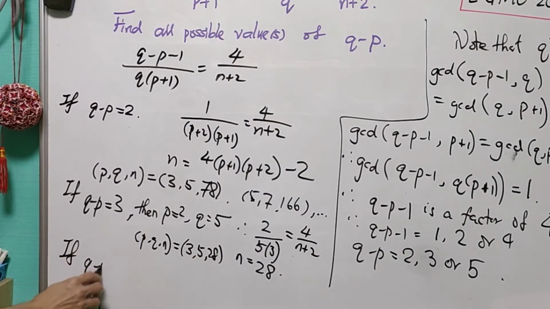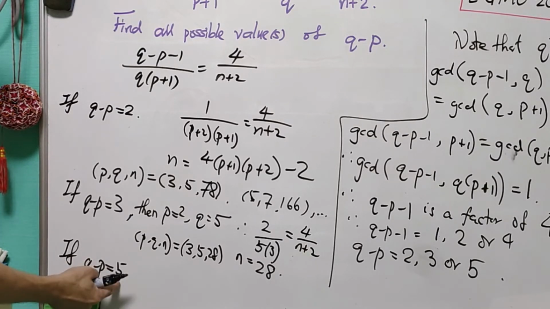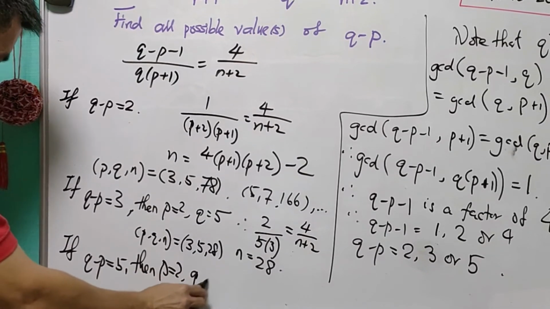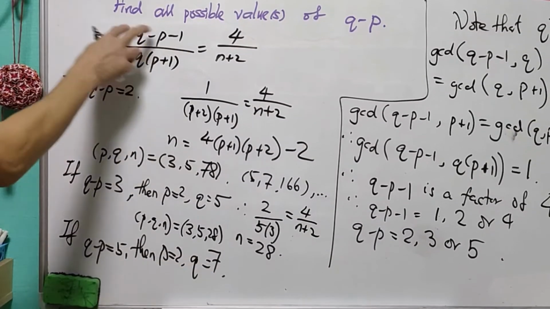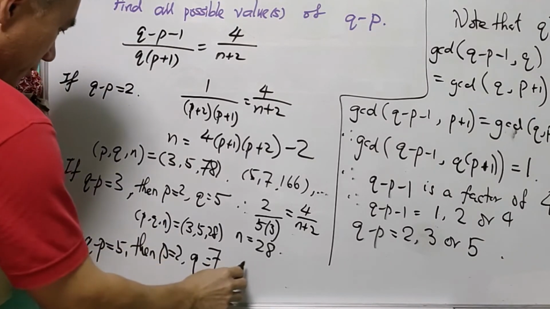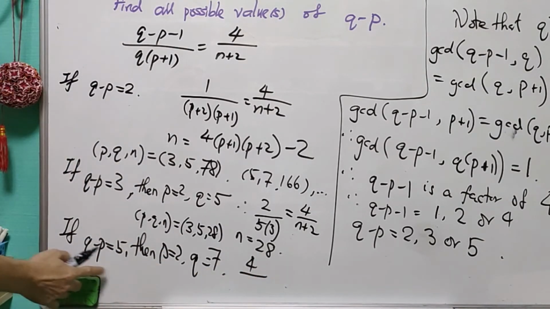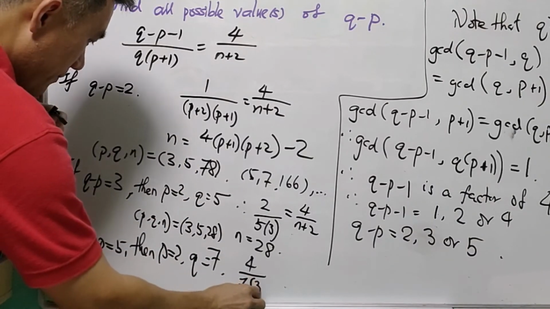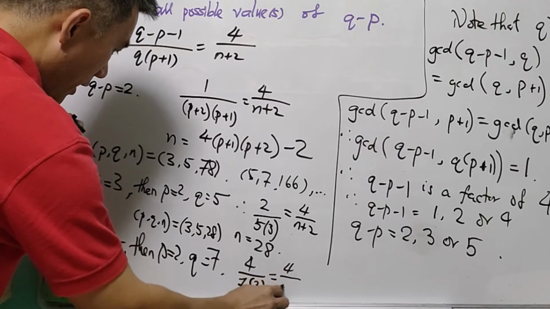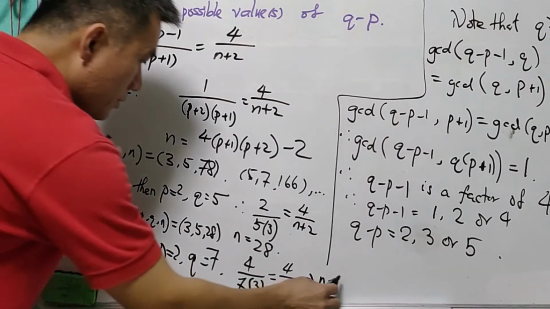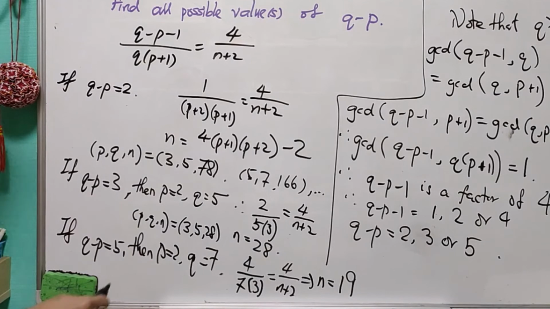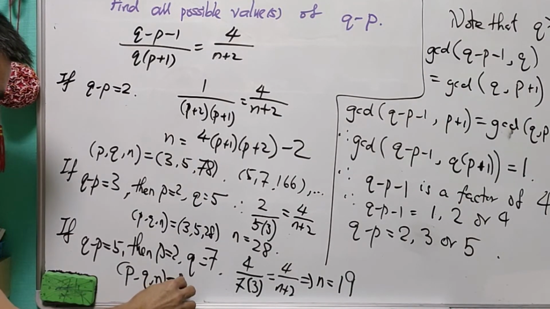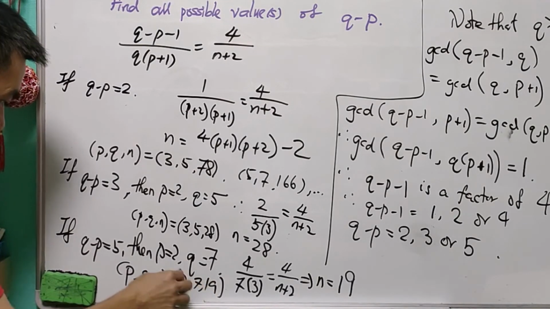Finally, if Q minus P equals 5, again this is an odd number, then P is equal to 2 and Q equals 7. And from the equation here, that is 4 over Q, that is 7, P plus 1, that is 3 here, and this is 4 over n plus 2. And n equals 19. So in this case, P, Q, n is equal to 2, 7, and 19.